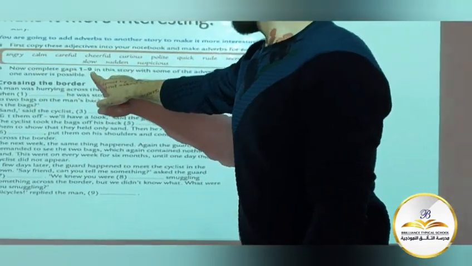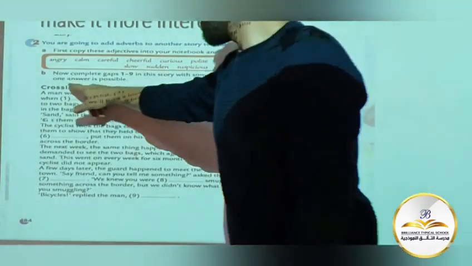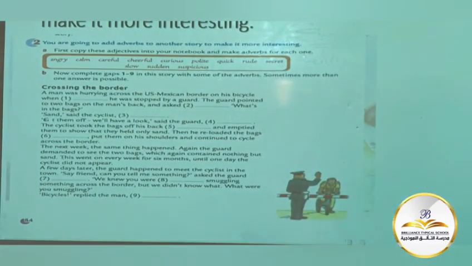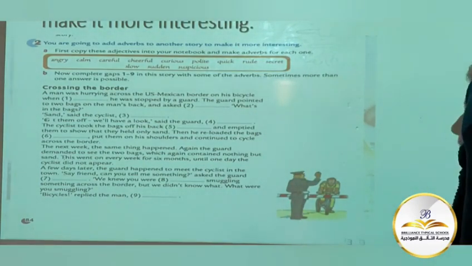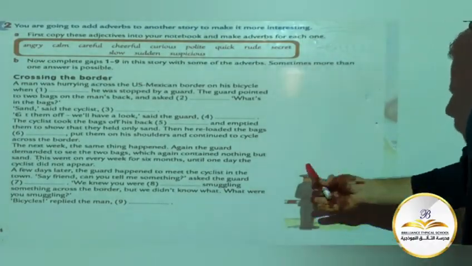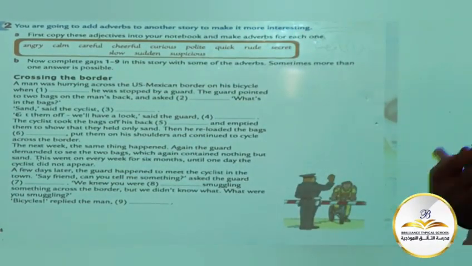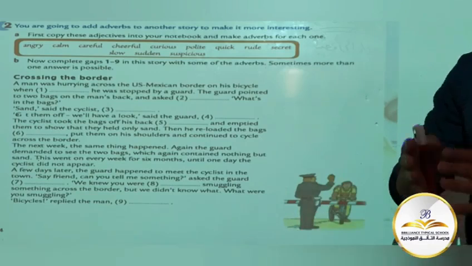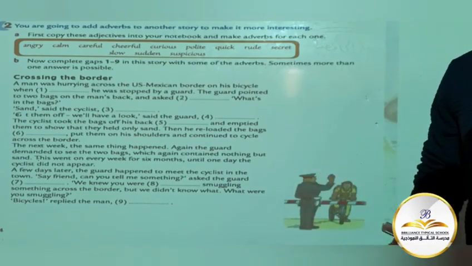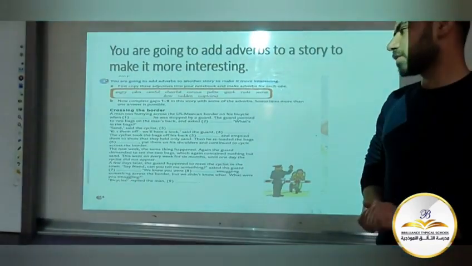Okay, now complete gaps 1 to 9 in this story with some of the adverbs. Sometimes more than one answer is possible. Crossing the border. You can pause the video, read the story, and try to fill in the gaps. Now this story is about a guy who all the time tries to cross the border. And each time he comes with a bicycle and some bags full of sand. And so actually some people got suspicious because of them.